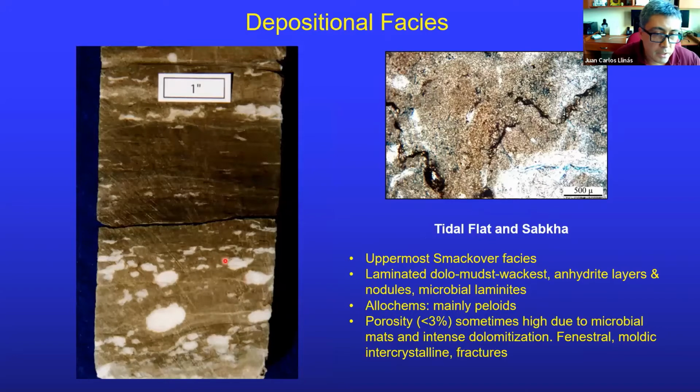Then we get into what is interpreted as the tidal flat or sabkha environment. It is the uppermost Smackover facies. It consists of laminated fine sediments, with anhydrite nodules that become more and more frequent in the section. Porosity is also very low, sometimes high due to the presence of microbial mats, and the porosity is of different origins: fenestral, moldic, intercrystalline, and fractures.